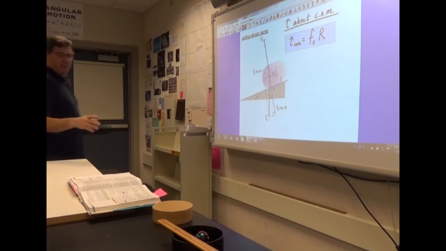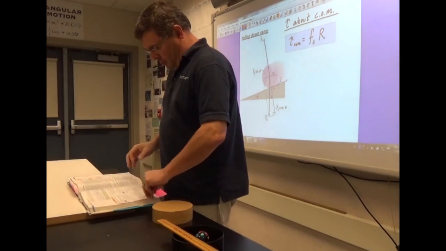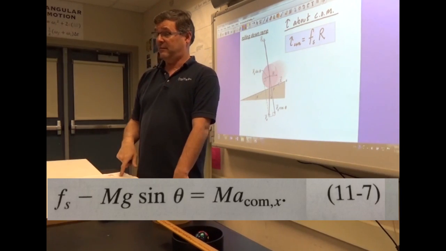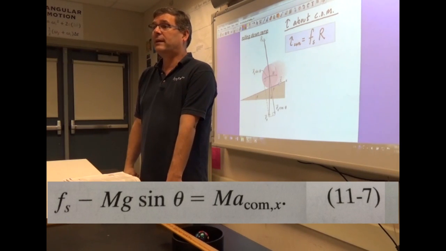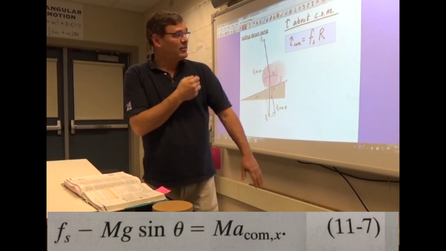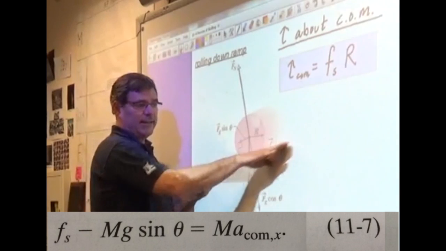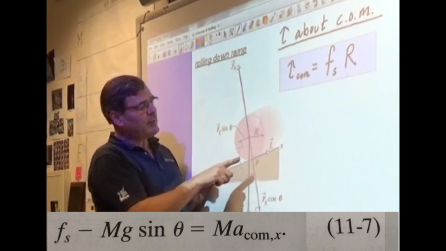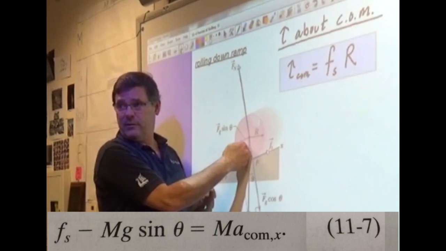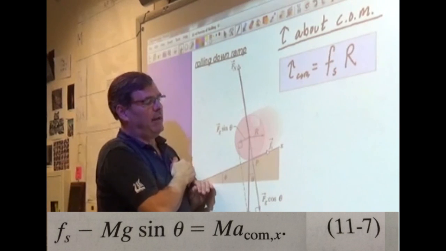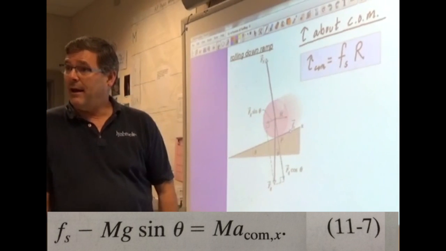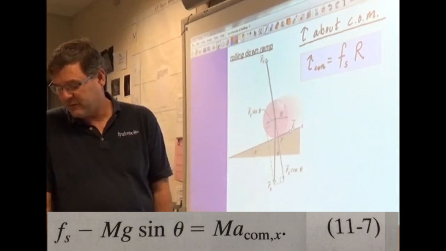On page 279, there is an equation a little more than halfway down, 11-7. That is Newton's second law for linear motion. The sum of the forces is equal to mass times acceleration, and the sum of the forces in the x direction. So again, if we let the x-axis be the ramp, you see that the frictional force is up the ramp, that's the positive x direction. The x component of the weight is pointing down the ramp, that's in the negative direction. So Fs minus mg sine theta is my sum of forces in the x direction, and that equals mass times acceleration in the x direction.